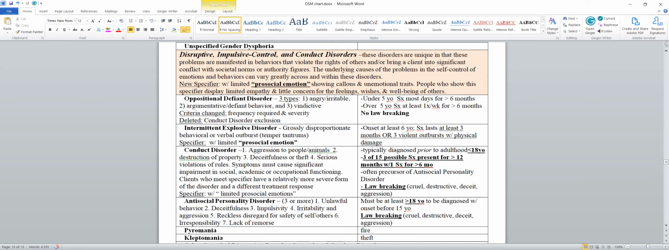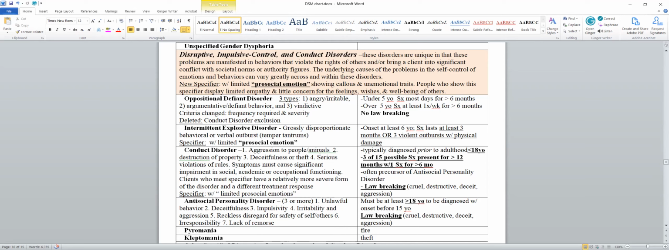So oppositional defiant disorder for children under 5, the symptom is most days for 6 months. For children over 5, the symptoms are 1 time a week for at least 6 months, and there's no law breaking. So the 3 types are 1, angry, irritable, 2, argumentative, defiant behavior, and 3, vindictive. The criteria changed. So frequency required and severity is required. What was deleted was conduct disorder exclusion.